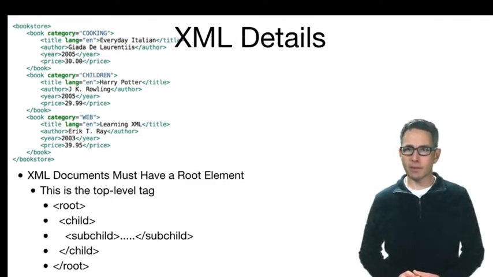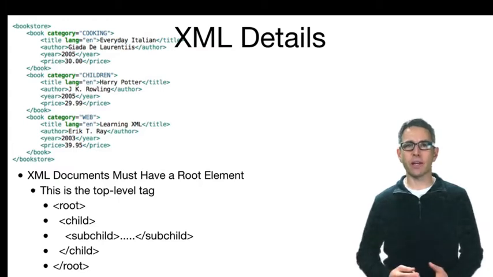Finally, all XML documents must have a single root element. And so this is whatever the topmost tag is that is enclosing all of the children tags. So in the bookstore example, bookstore is the root. In this example here, next to the bullets, the word root forms a root tag, which is the top level tag of the tree.